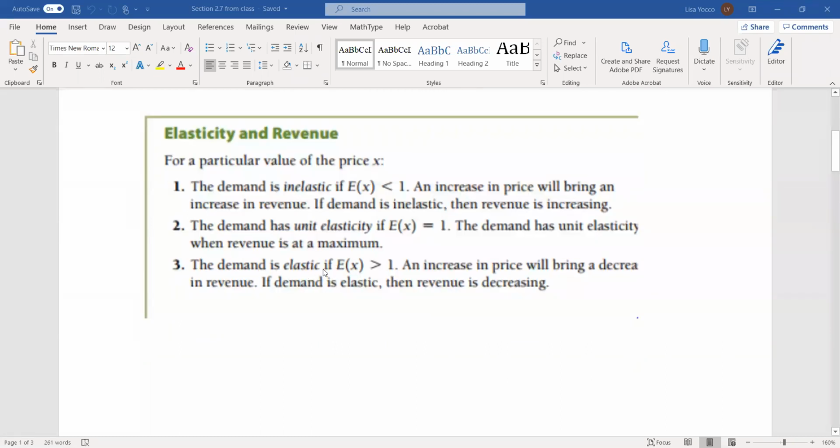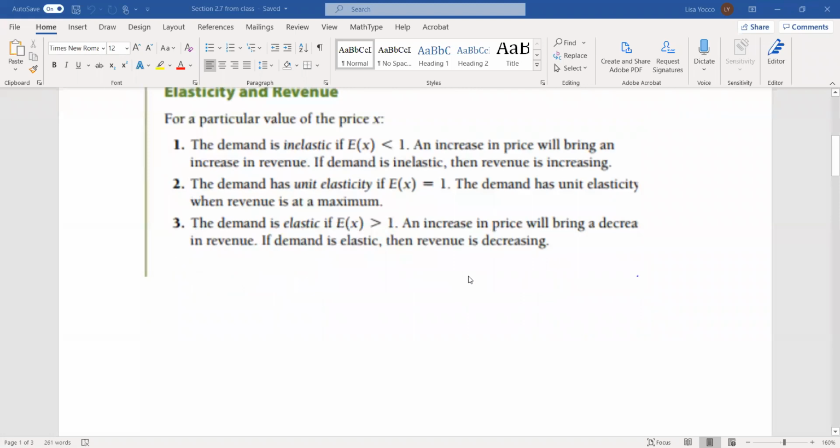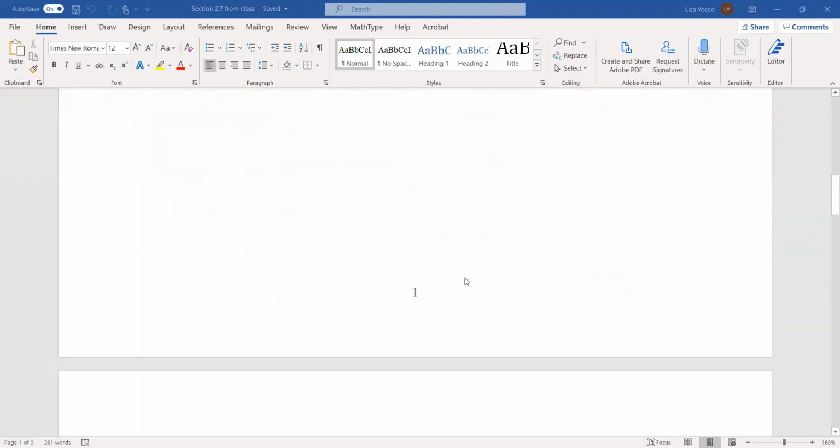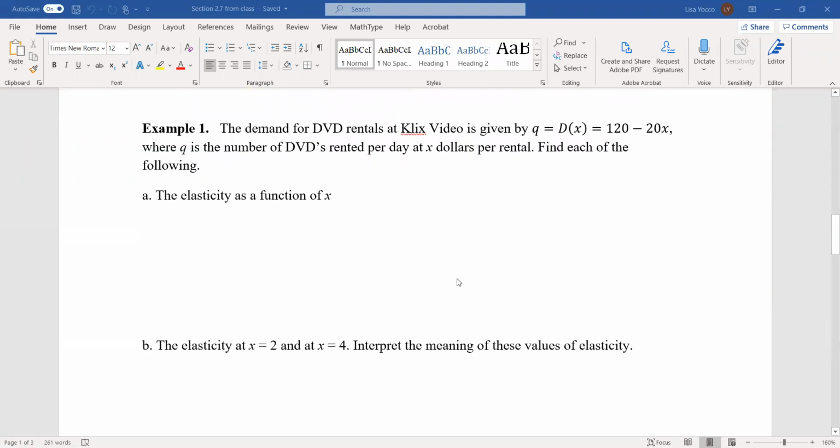And then finally, the demand is elastic if E of x is greater than 1, meaning that an increase in price will bring a decrease in revenue. And if the demand is elastic, then the revenue is decreasing. All right. So those are your formulas. So we're just going to do a couple of questions.